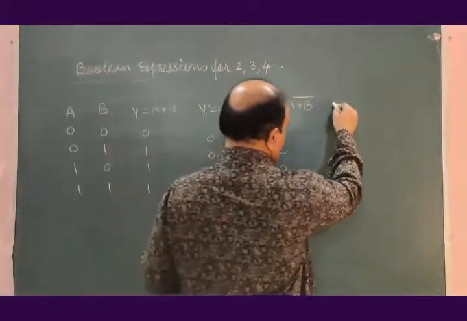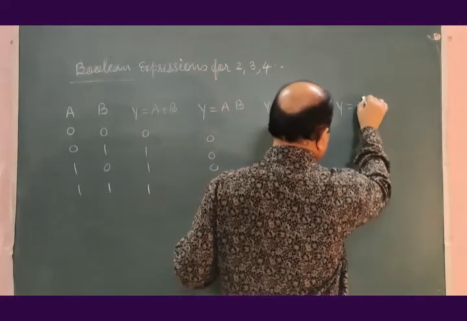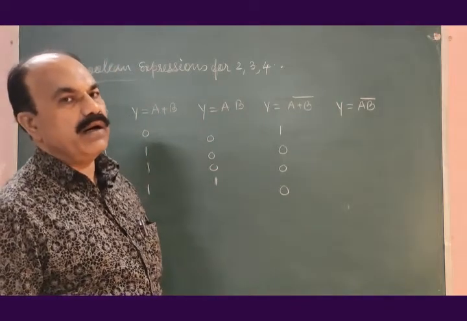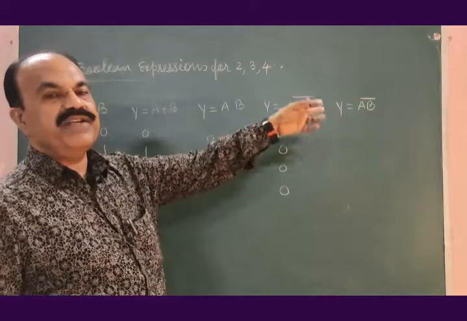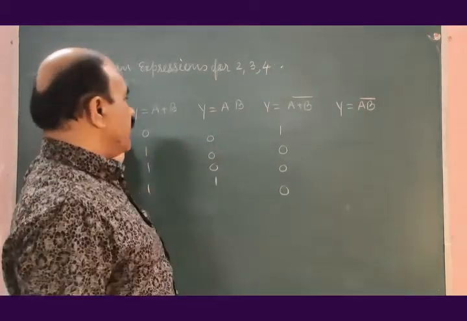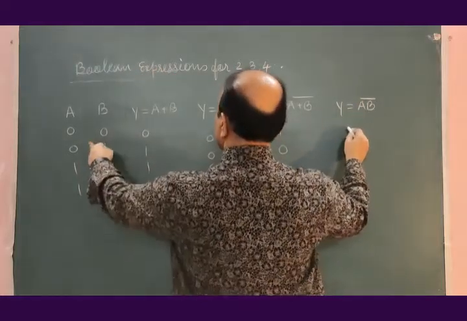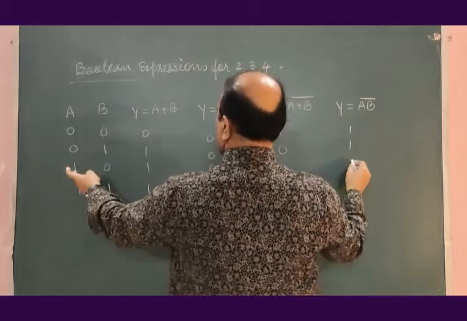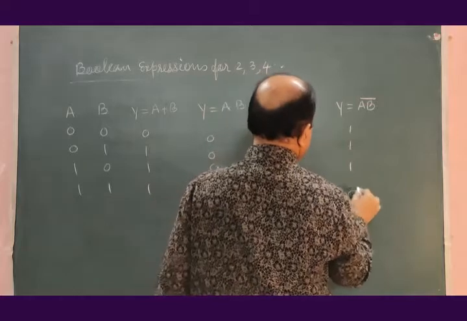You may be asked to perform the NAND operation. The expression is y is equal to AB whole bar, and for these input conditions, the possible outputs will be 0 and 0, 1; 0 and 1, 1; 1 and 0, 1; 1 and 1, 0.